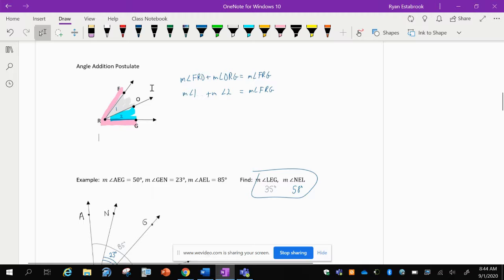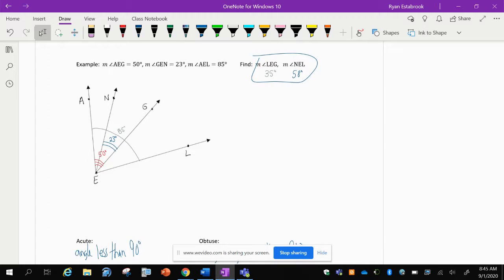Another way we could say this is the measure of angle 1 plus the measure of angle 2 equals the measure of angle FRG. In this case, it's okay to use one number to label those angles. I wouldn't be able to call anything angle R because there are a bunch of angles that have R as their vertex. A little bit with notation here, we put the M in front of it anytime we're talking about the actual physical size of the angle, like the measurement of the angle.